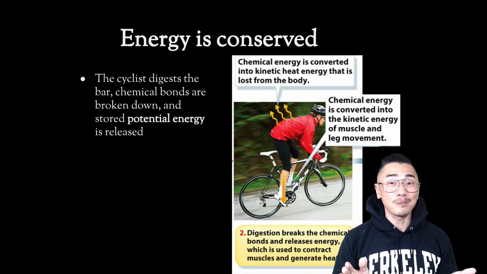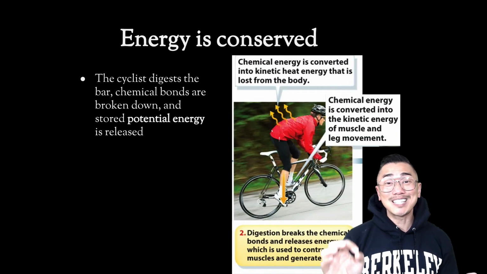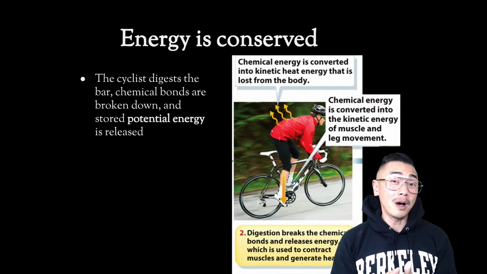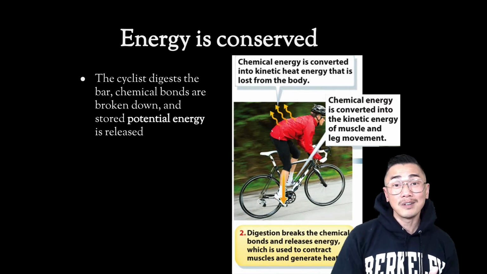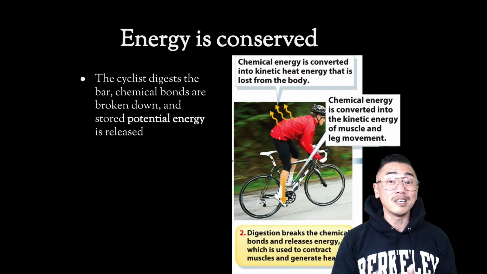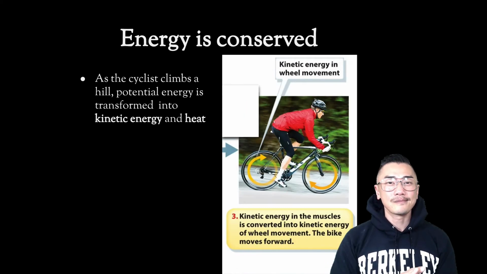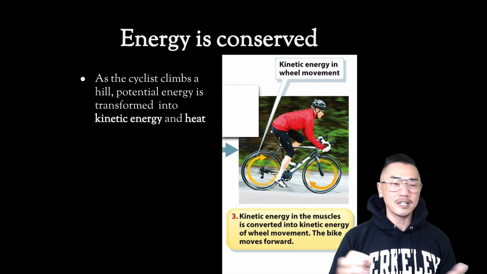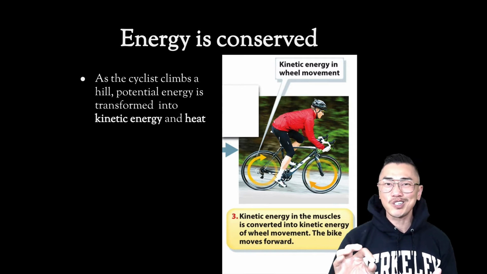In the second step, the body of the cyclist digests the bar. The chemical bonds in the bar are broken down, and the stored chemical energy is released. As the cyclist climbs a hill, the released potential energy is converted into kinetic energy and heat.